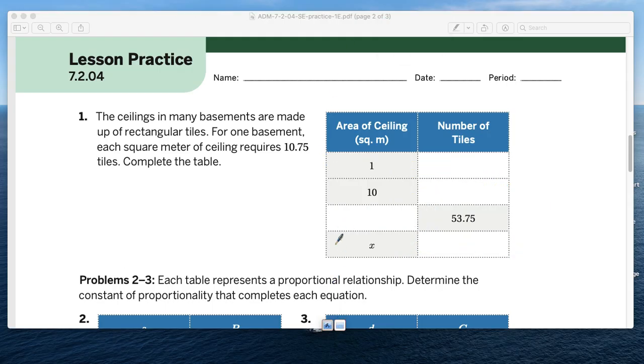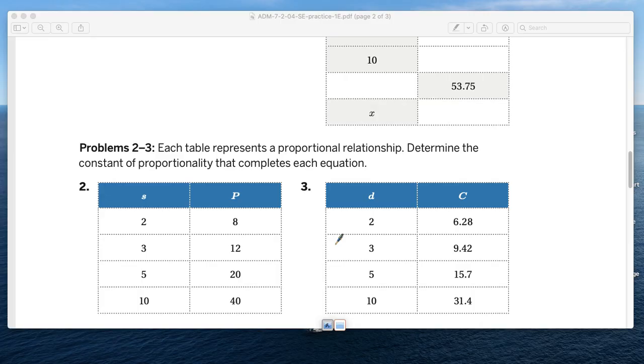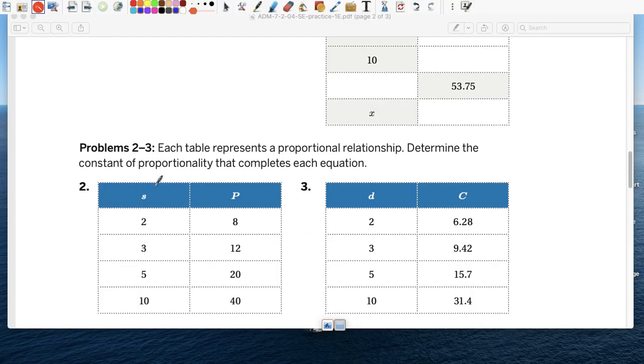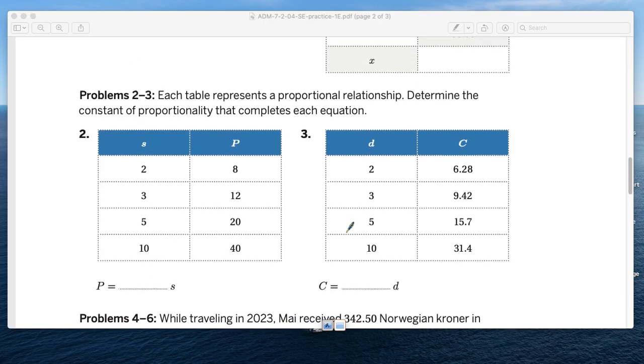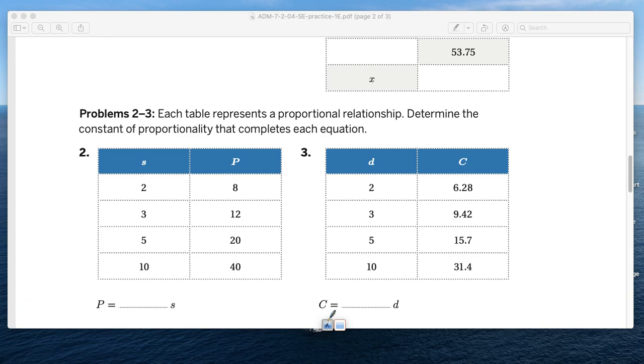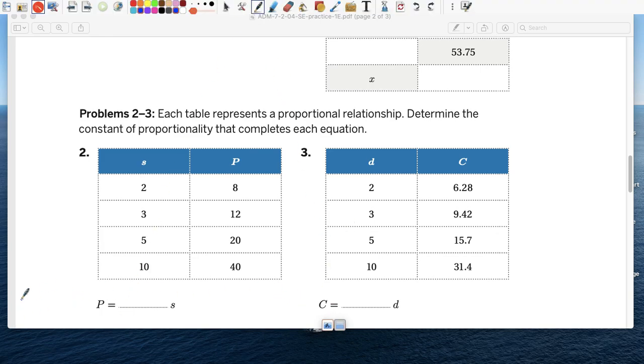Let's complete another table. All right, so these tables are done. Determine the constant of proportionality that completes each equation. So your equation comes in this format. Let's just complete an equation. So look at this over here. Let me try to write a sentence. To find P, which is this column over here, to find any number under the P column, I need to multiply S, which are all the numbers in this column, 2, the 3, by, and that's what we're trying to find out.